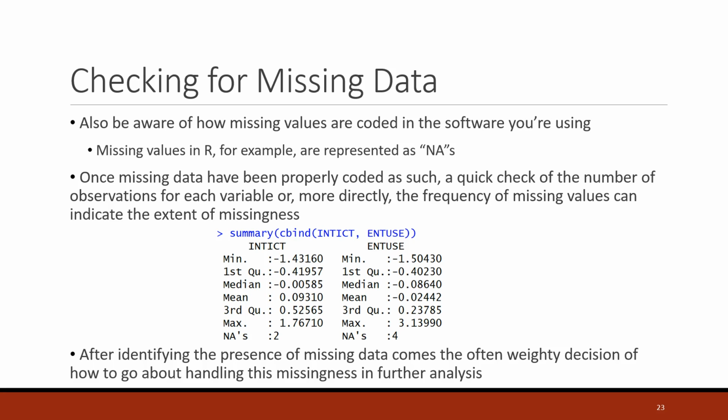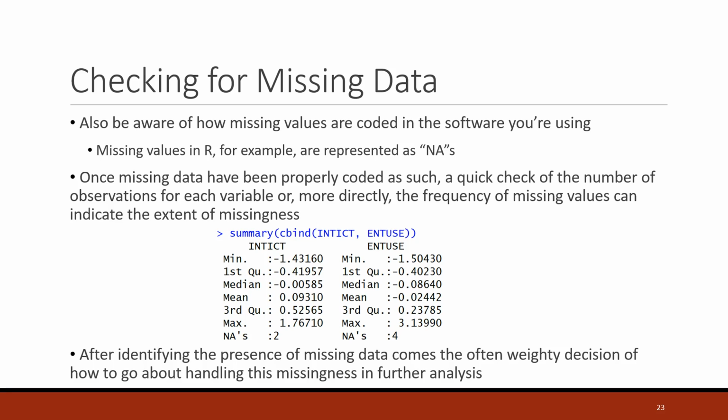It's also important to be aware of how missing values are coded in the software you're using. Missing values in R, for example, are represented by NAs. So if you're expecting missing data on a particular variable, you should have NAs there. That's a very quick check that things are coded as you would expect. And once missing data have been properly coded as missing, a quick check of the number of observations for each variable, or more directly, the frequency of missing values themselves, can indicate the extent of missingness.